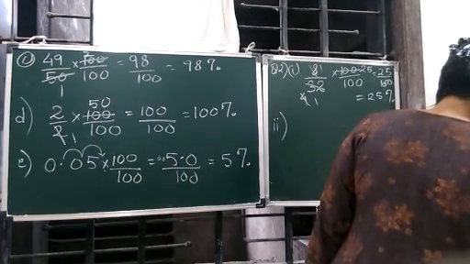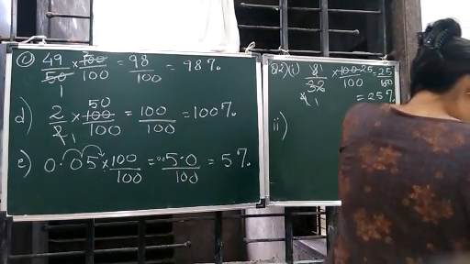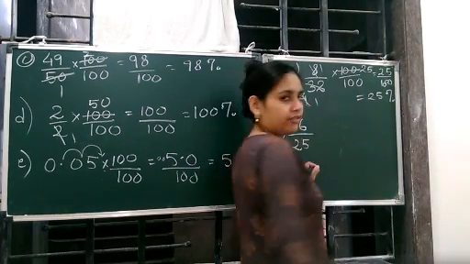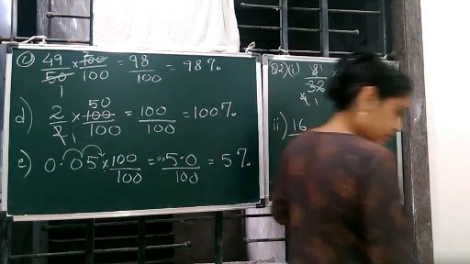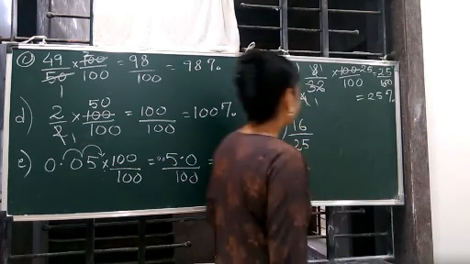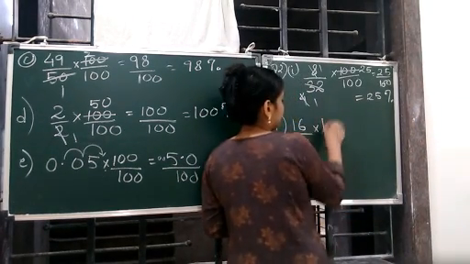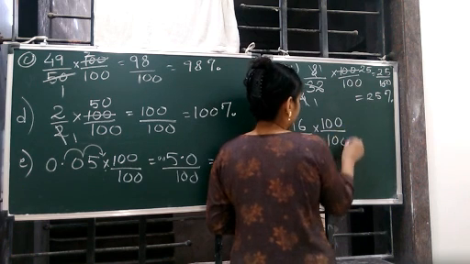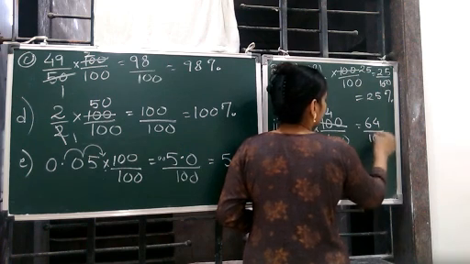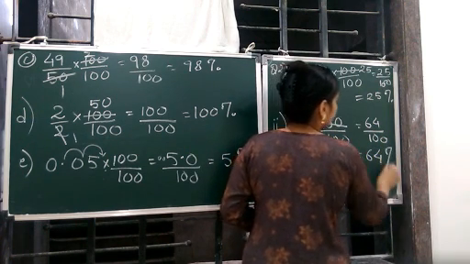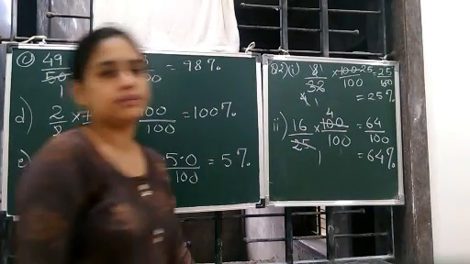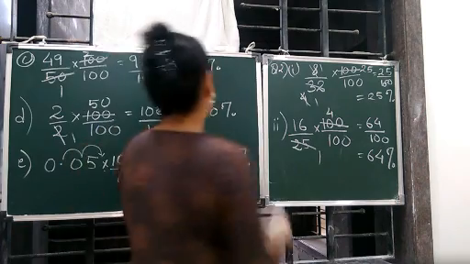Second, there are 25 radios. 16 of them are out of order. 16 out of 25 radios, of which 16 are out of order. What percentage is out of order? Again we have to find the percentage of this. 16 fours gives you 64. 64 by 100 gives you 64%. Upon 100 means per 100, and per 100 means percent.